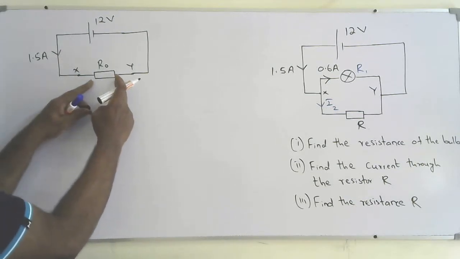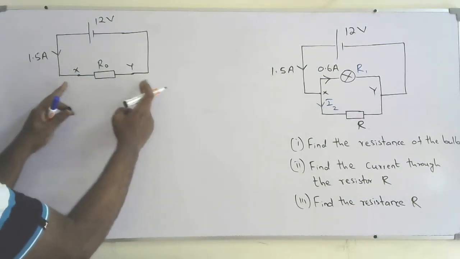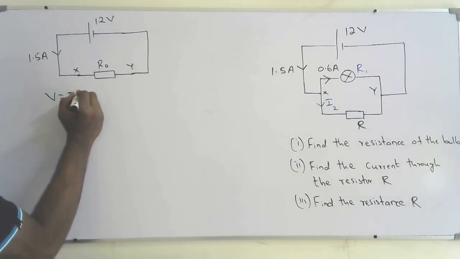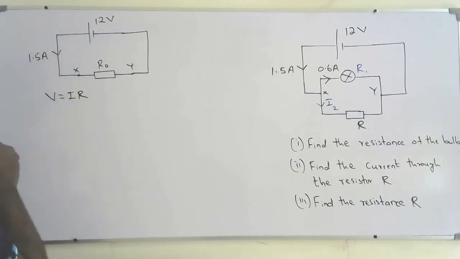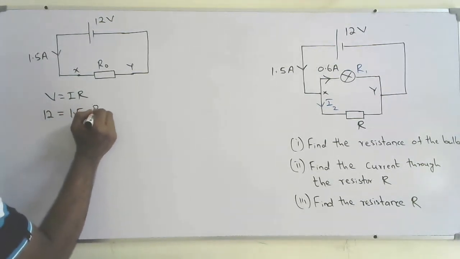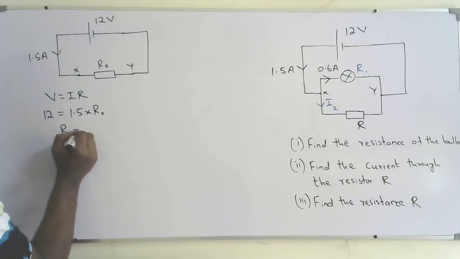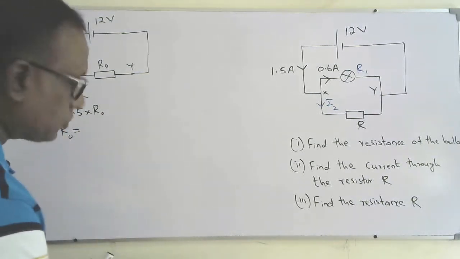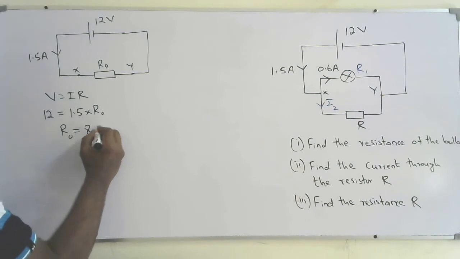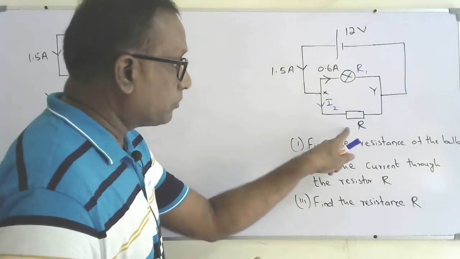The voltage across R naught, if I connect a voltmeter, is the same as 12 volt. So V equal IR, I'm going to use for the equivalent resistance. Voltage is 12, current is 1.5 into R naught. Find the R naught. So R naught will be 12 divided by 1.5. You will get 8. 8 is the equivalent resistance of these two components.